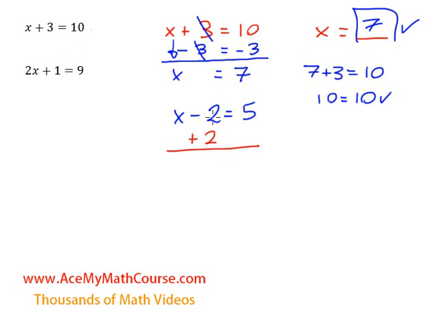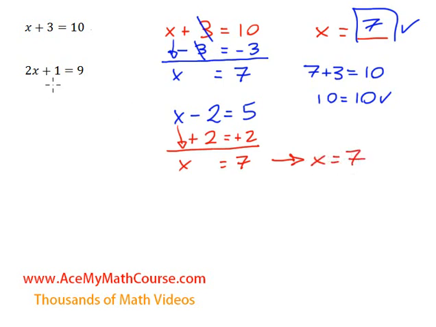Because negative 2 plus 2 is 0, I can bring down just the x. But because I added a 2 over here, I need to add it over there. 5 plus 2 is 7. So the answer in this case is also 7.